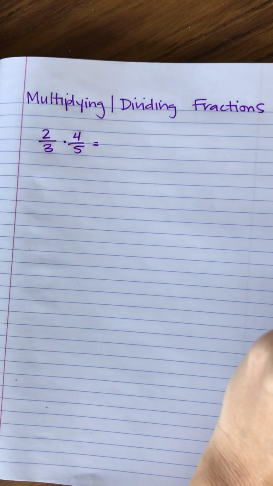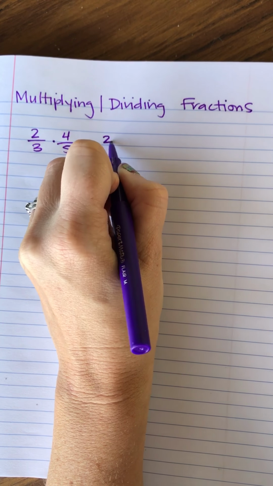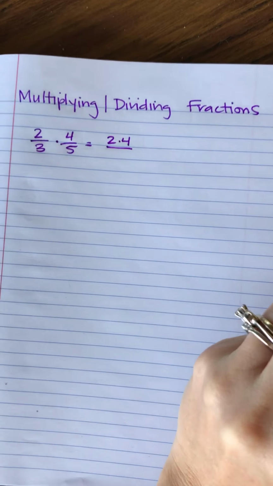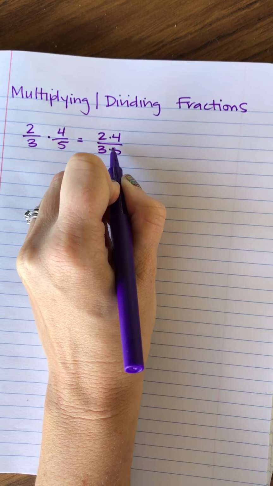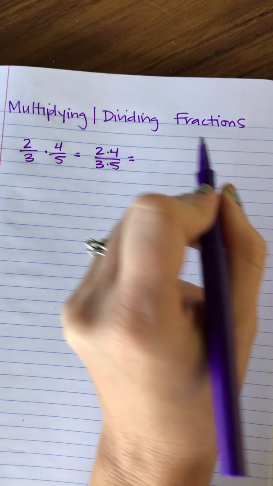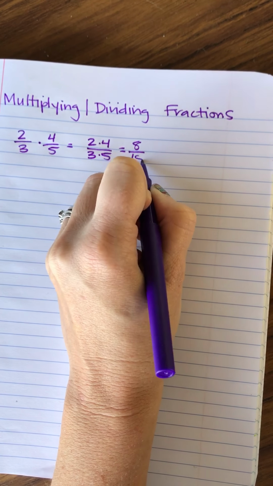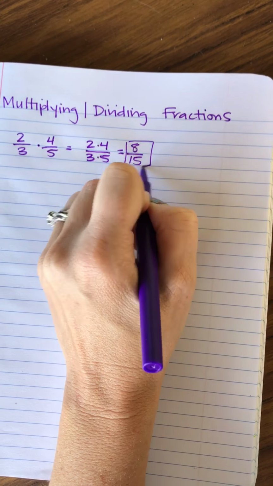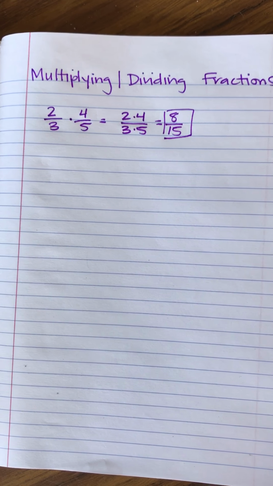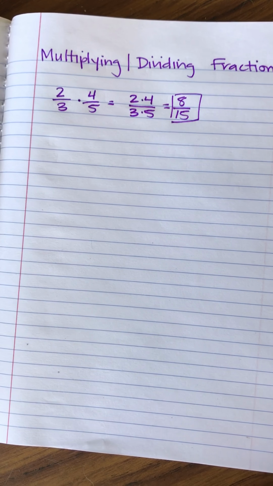So we're just going to go straight across. So 2 times 4 over 3 times 5. 2 times 4 is 8. 3 times 5 is 15. 8/15 is your answer. Let's try another one.